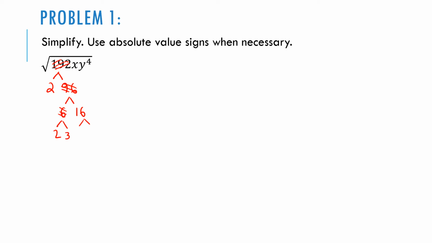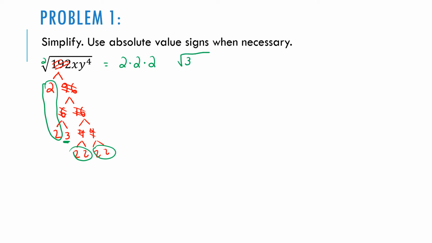And I know 16 is 4 times 4. And then I can break the 4's down into 2 and 2, and 2 and 2. So once again, since the index here is a 2, I'm looking for 2 of the same number. So I have 2 of the same number, 2 of the same number, and 2 of the same number. Since there are 3 circles, I'm going to have 1, 2, 3 2's outside of the radical. Now there is a 3 here that did not get circled because it has nothing to pair up with, so it's going to stay inside the radical.